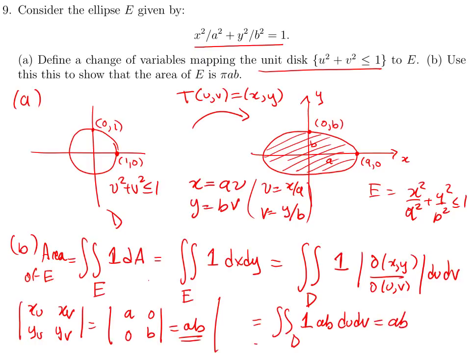That's just AB times the area of D. And the area of D is pi r squared because it's a circle and r is 1, so it's just pi AB, which is what we wanted.